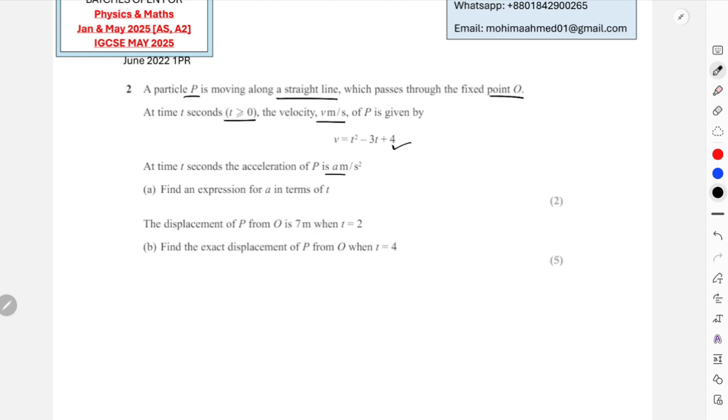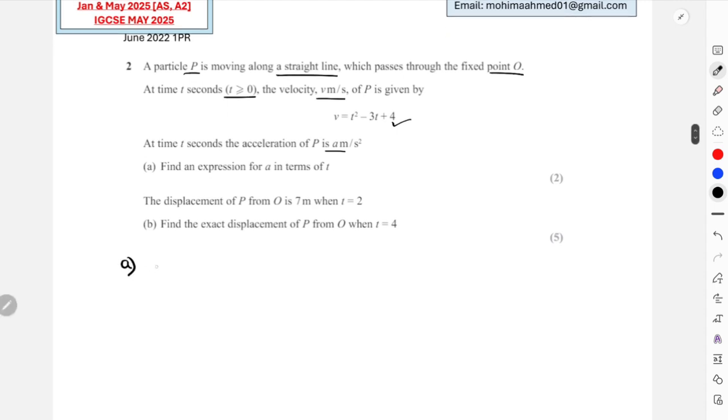Over here I already know that differentiation of displacement gives you velocity, therefore differentiation of velocity will give you acceleration. So for part A, in order to create acceleration, just do dv by dt. That is going to be what? It was t square, so it will be 2t and minus 3. That is the value for your acceleration over here.